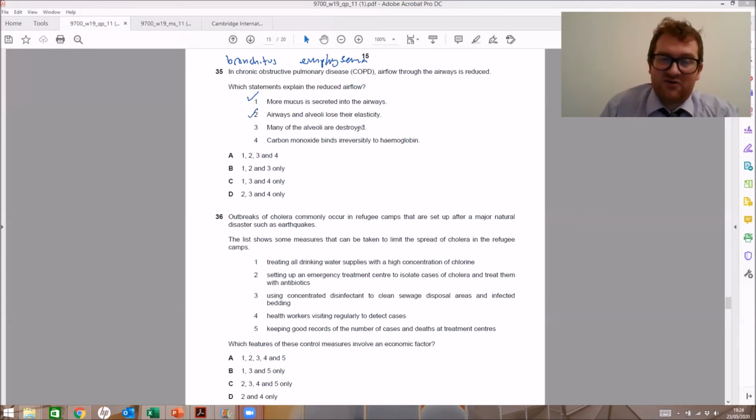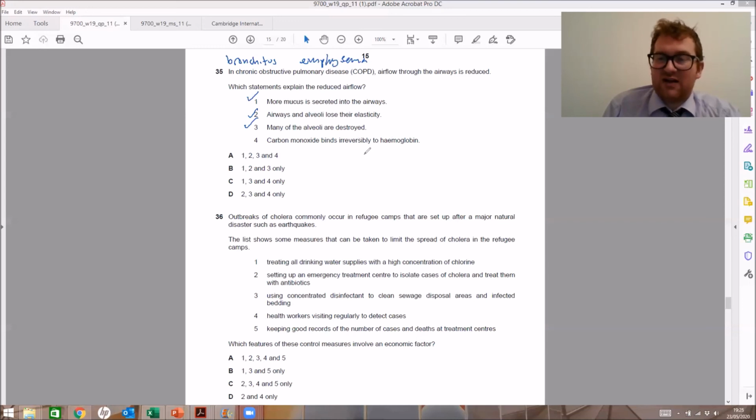Many alveoli are destroyed. Well, yes, many alveoli are destroyed and reducing their surface area, so there's less airway going in there as well. Okay, so option 3 is also correct. Carbon monoxide binds irreversibly to hemoglobin. Well, option 4, if somebody smokes, then yes, carbon monoxide would be, but it's talking about the reduced airflow, okay?